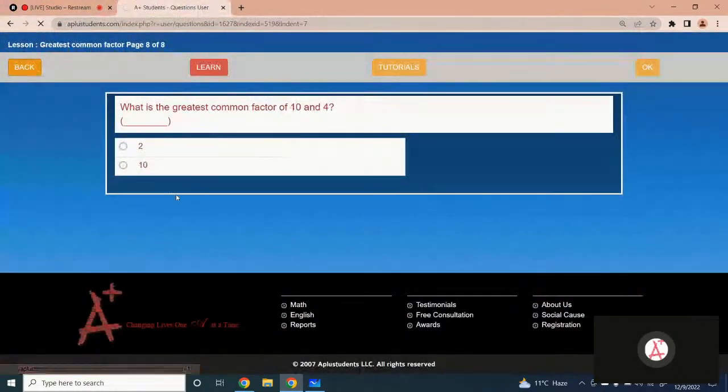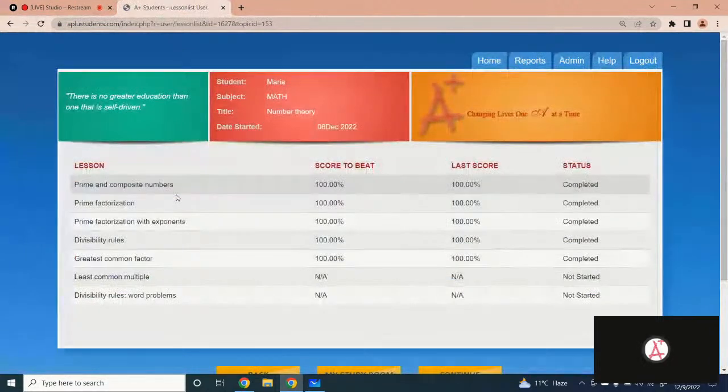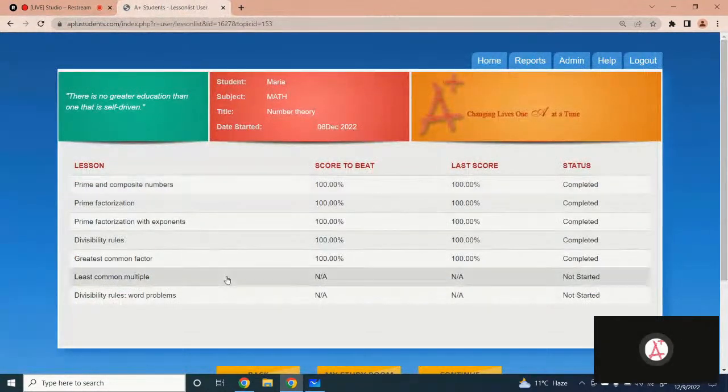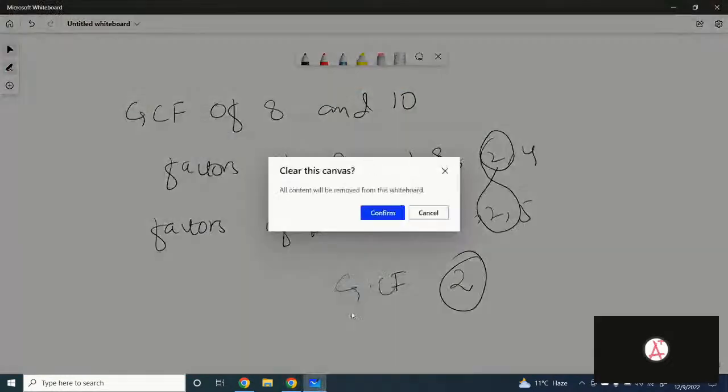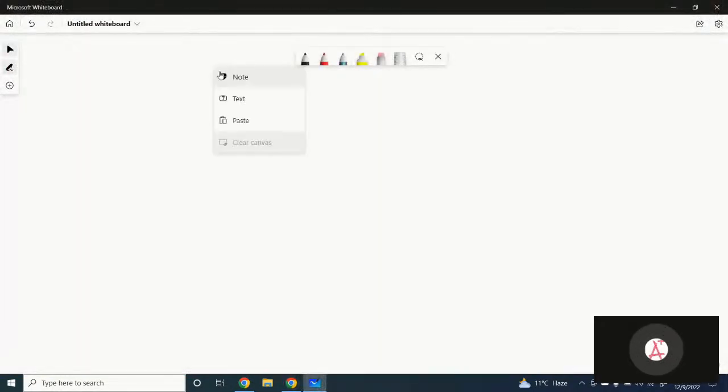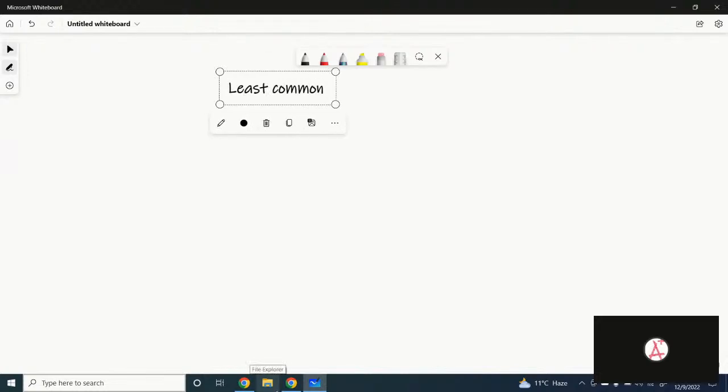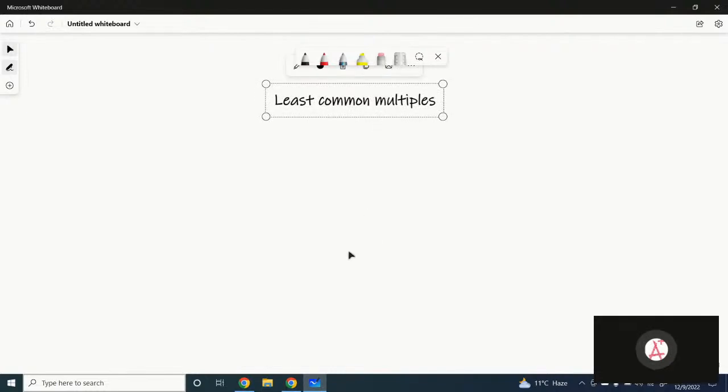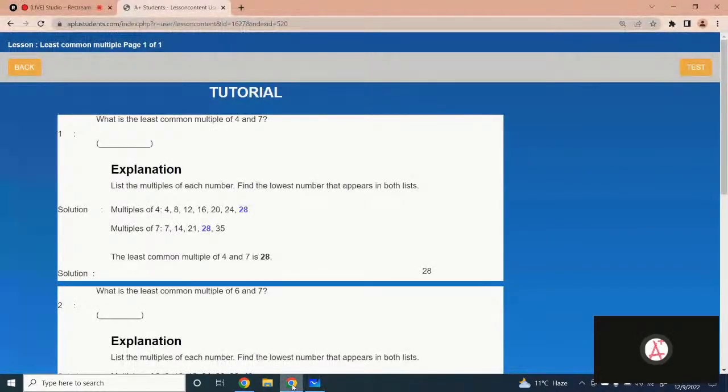Let me just move on to the next topic, and the next topic is least common multiples. Let's just start with the new topic, the least common multiples. I have already explained the difference between the multiples and the factors. Got it? Because the next one is least common multiples. Okay, let's start with the test.